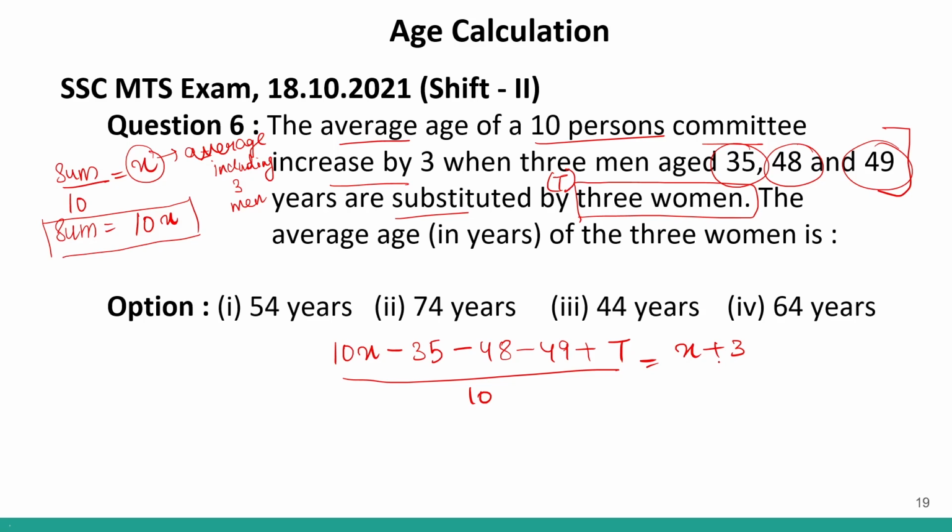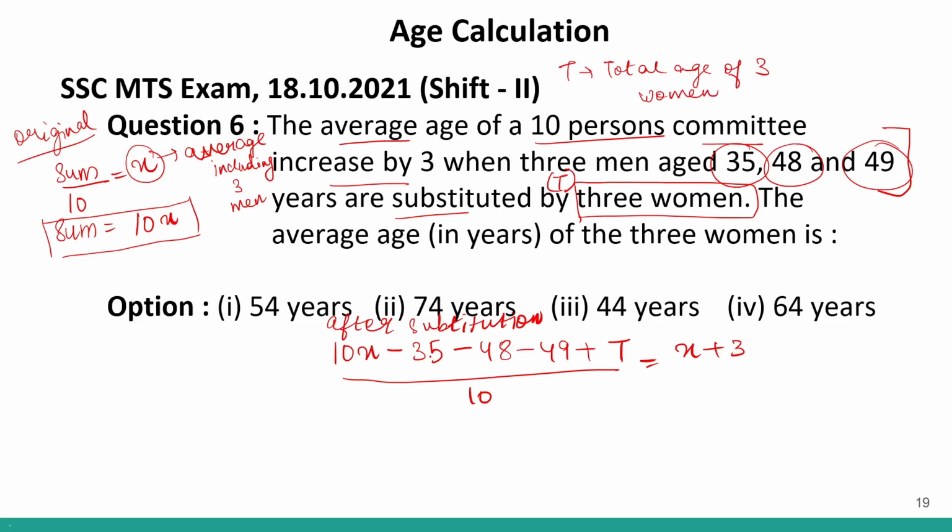Did it become clear how I did this? Let me repeat. So basically this was the original thing, prior to substitution. So prior to substitution the sum was 10x. Correct? X being the average. Now after substitution, 10x will be the sum, but we will reduce the age of these 3 men, and in place of this I will add the age of 3 women. So T is the total age of 3 women. Okay, total age of 3 women.